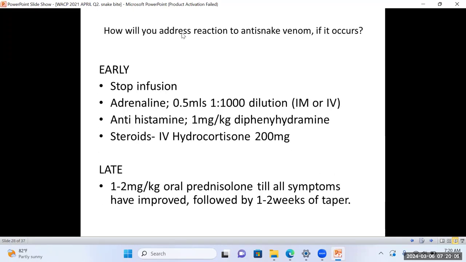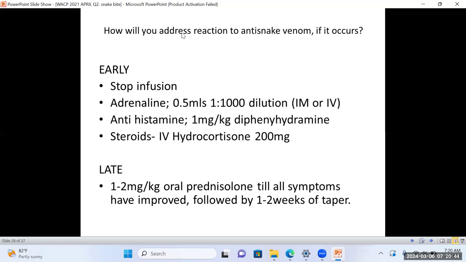So to address the early complications, stop the infusion immediately and administer adrenaline. You advise not to give IM medications to patients with snake bites because of the possibility of bleeding. So IV is a better route, and you dilute in 1 in 10,000 dilution. You can give an antihistamine like diphenhydramine, then steroids such as IV hydrocortisone, and then observe for abatement of symptoms and recommence the antivenom. But you may want to further dilute the antivenom or give it at a slower rate.